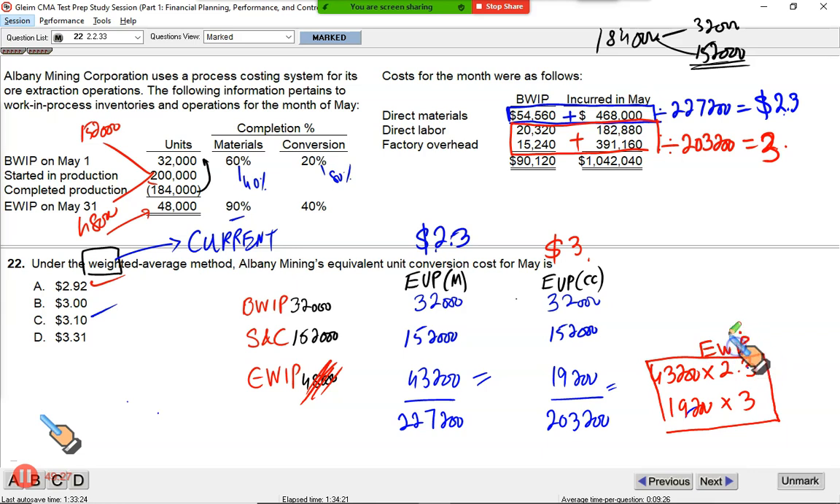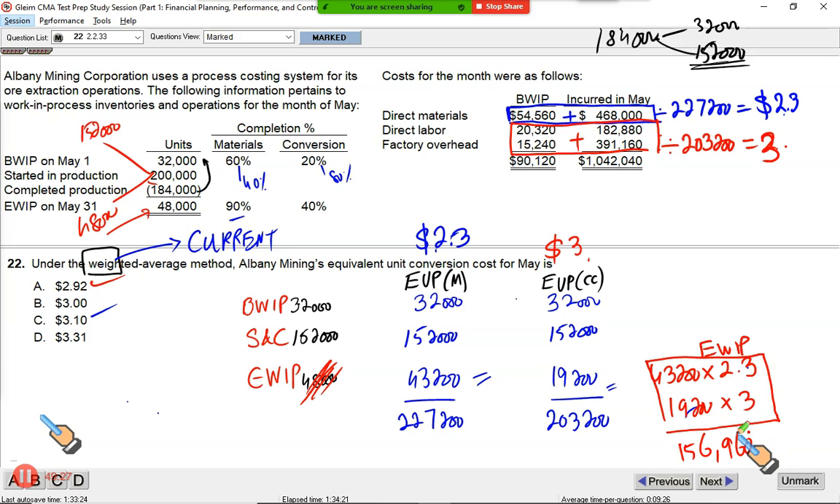This will give me the valuation for the ending work in process. Let me do it for you. The question didn't ask, but let's do it for our understanding. 43,200 times 2.3 plus 19,200 multiplied by 3 gives me 156,960. This is the valuation of ending work in process.